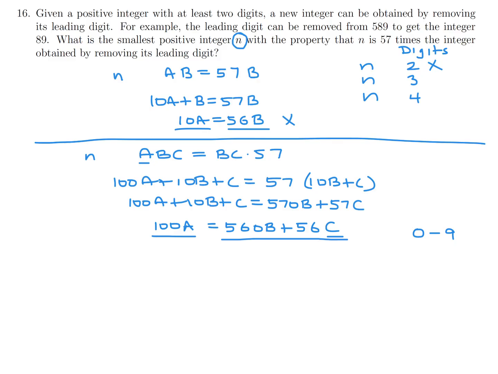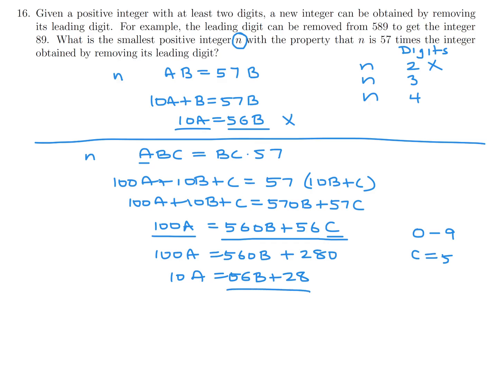How about if we chose 5? 5 would do something. It would make it 280. At least we have a 0 in there. Because I think that's the only one that gives me a units digit of 0. 56 times 5 is 280. And then if we divide through by 10, we get 10A is equal to 56B plus 28. And so somehow I have to get this side to be a multiple of 10. Can I do that?